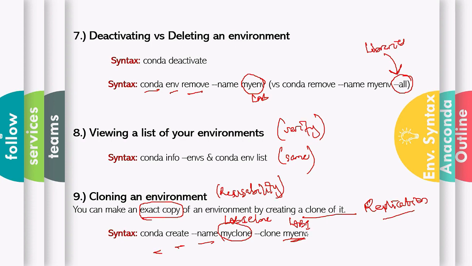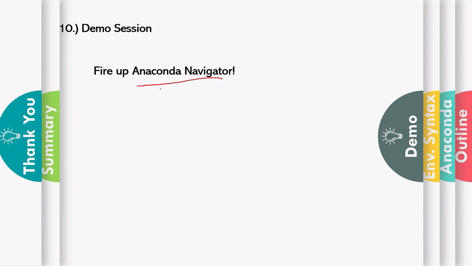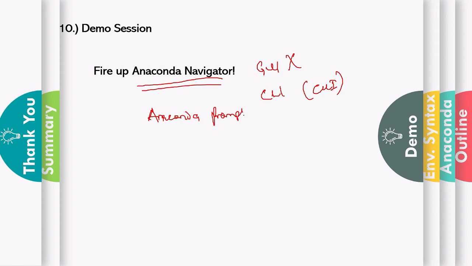So, enough of talking. Let's get into the demo section. Now, I'm going to fire off my Anaconda Navigator. Why am I using Navigator? Because I want to show you the GUI. But before the GUI, let's look at the command line interface first. So that means instead of using Anaconda Navigator, I'm going to use my Anaconda Prompt. Now, let's get there and let's see what we have to do.